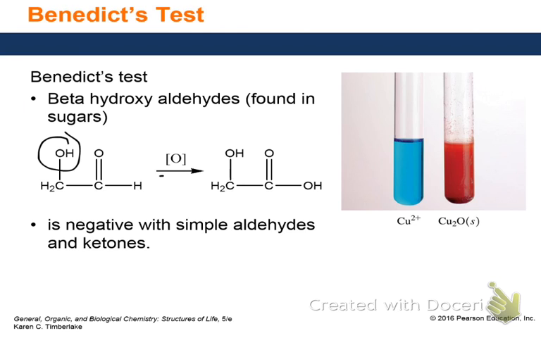And what you're doing is you're doing the oxidation reaction of an aldehyde. And what we learned in the last chapter is when you oxidize an aldehyde, you get a carboxylic acid. In the Benedict's test, this is coupled with copper 2+, and then what you end up getting is copper oxide. And when you do that, it turns red.